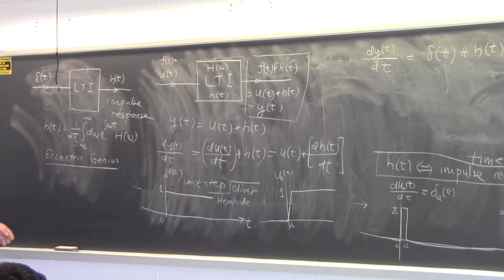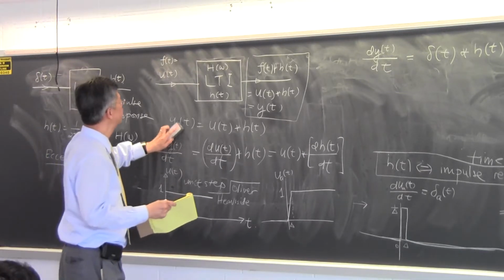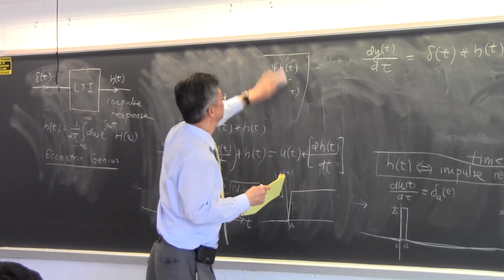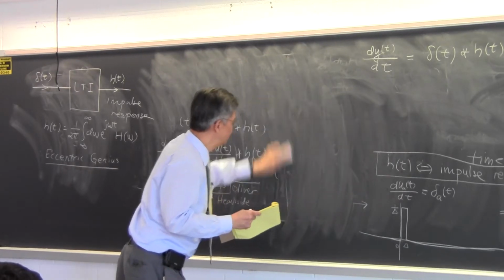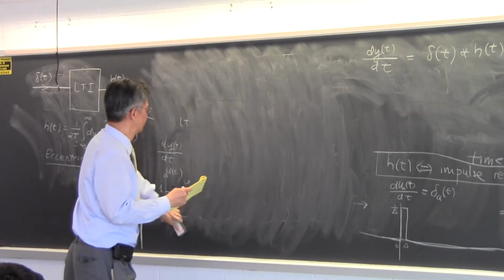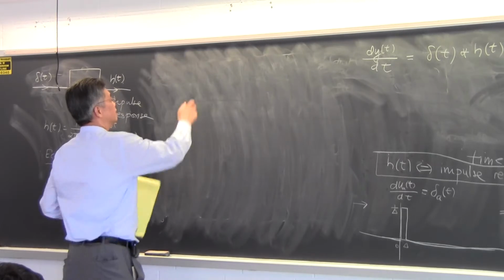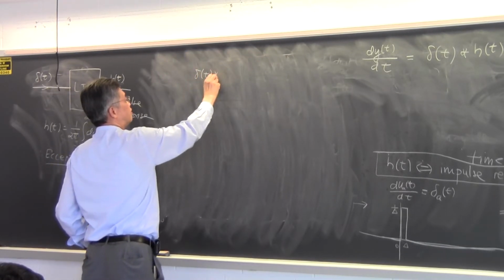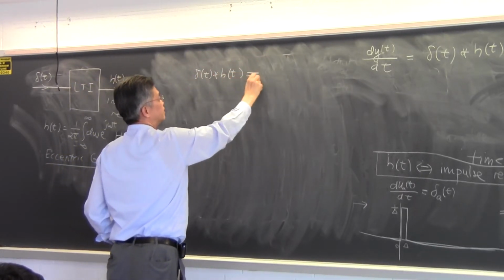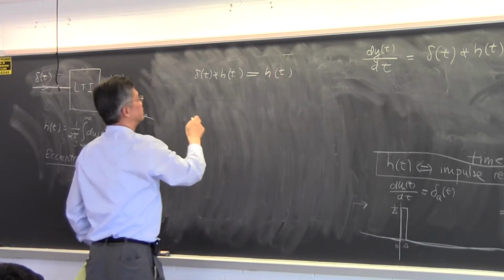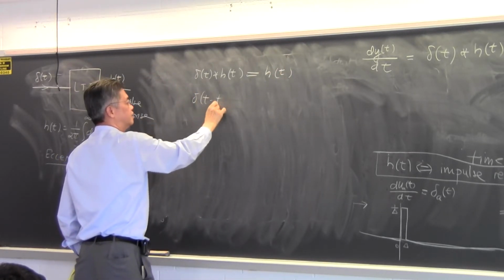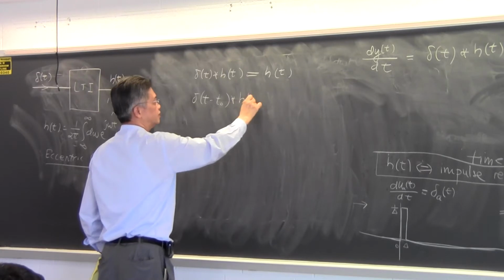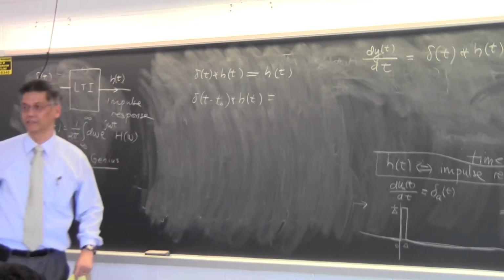Okay, so you know about the convolution property of the delta function. It's actually very simple. If you have delta t convolving with h of t, you just get h of t. You have delta t minus t naught convolving with h of t. What do you think you should get?